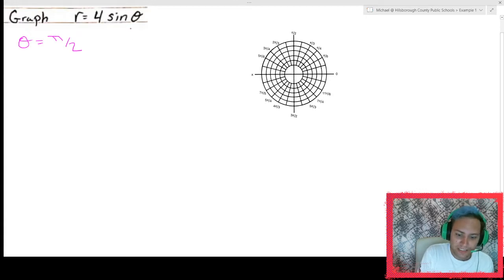We know that to test this, we're going to replace r with negative r and theta with negative theta. That came from the last notes, that to test over theta equals pi over 2, or the y-axis, we replace r and theta with negative signs. So I'm going to have negative r equals 4 sine of negative theta.